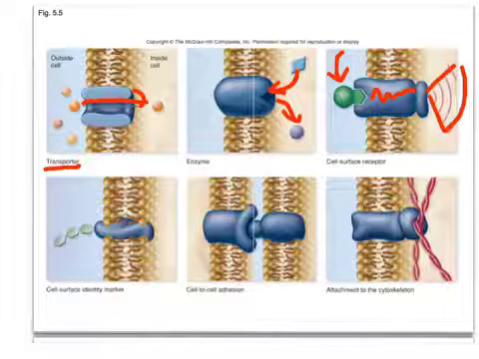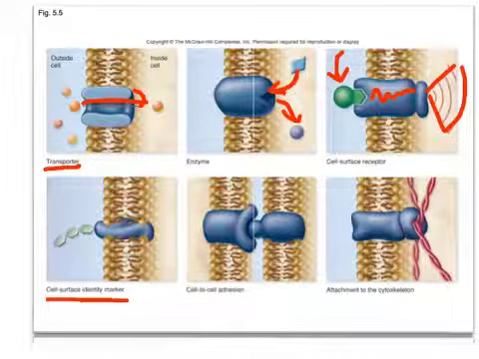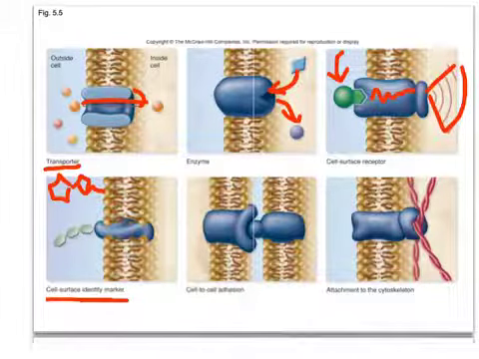The cell surface identity markers. This one here would be a glycoprotein, but again, you could have a glycolipid off of the lipid molecules right there, the phospholipids. So cell surface marker, but we're talking about proteins, so this one's a glycoprotein.